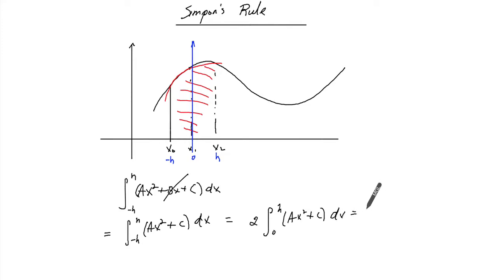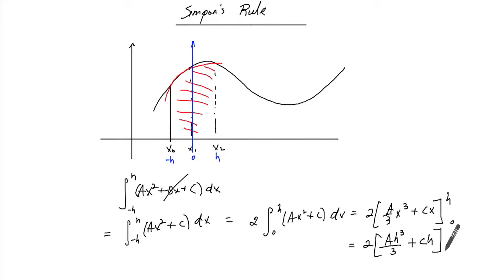Let's find the antiderivative of this. From 0 to h, we get the expression ah cubed over 3 plus ch. When you plug in 0, it's all 0.